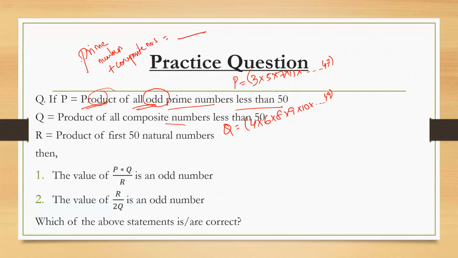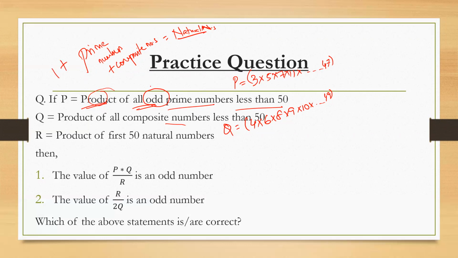If I add all the prime numbers and all the composite numbers, okay, natural numbers. The only problem here is I have to add 1 also, exactly.